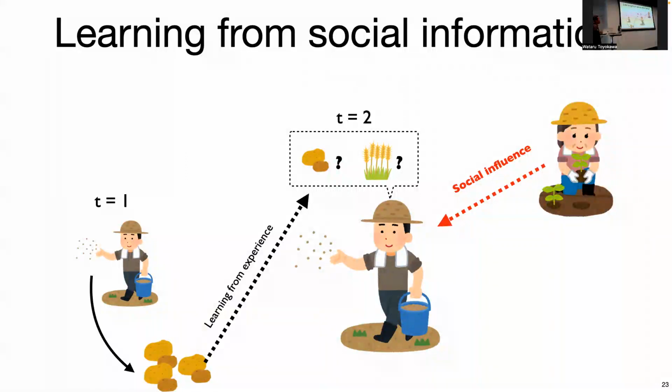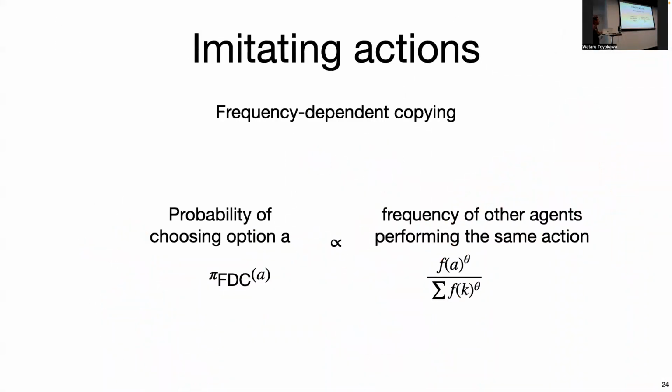How? That's the issue, right? So theoretically there are various different ways to include social learning in this type of model. But let me just show one of the simplest examples, which is the frequency dependent copying model. It simply says the probability of choosing option A is positively correlated with the frequency of other agents who are performing that same action.